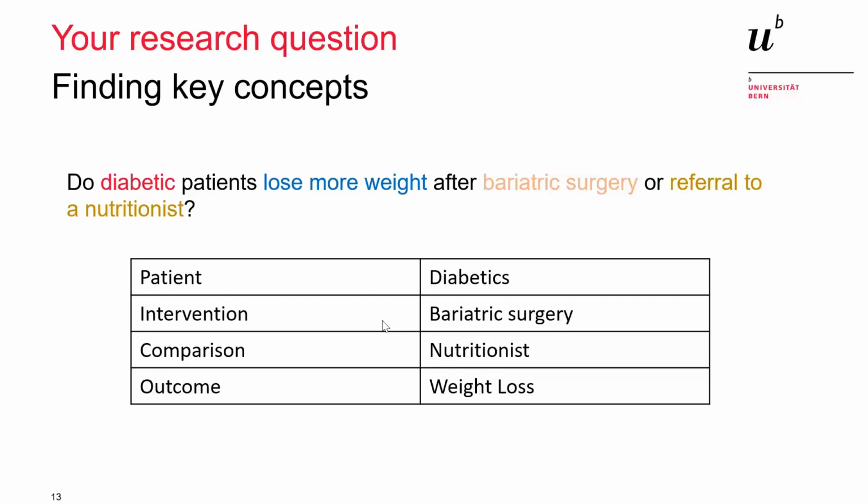Here we can see I've broken down our previous question into the PICO format. Our patient is diabetics, our intervention is bariatric surgery, our comparison is a nutritionist, and our outcome is weight loss. You can also have a PICO question without a comparison or where you're using a placebo as the comparison.